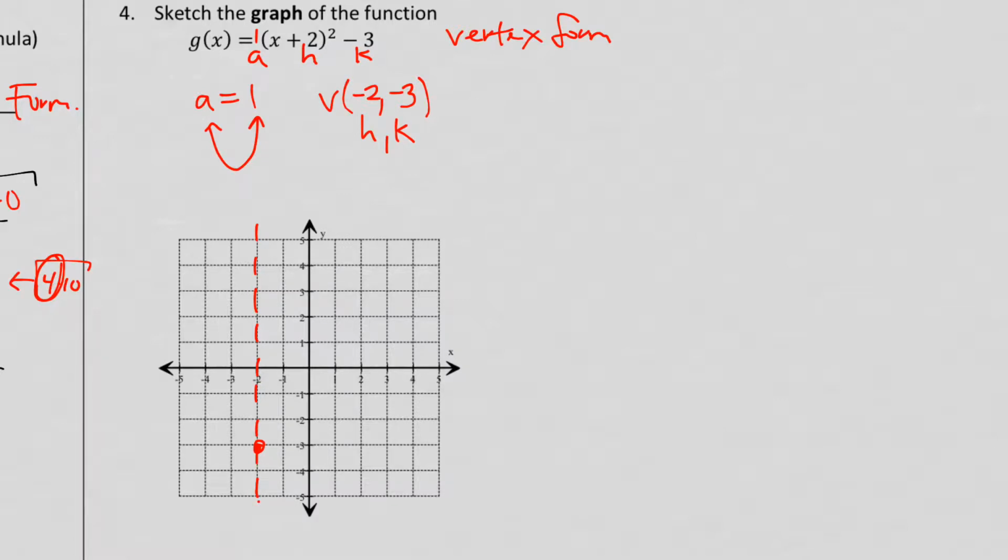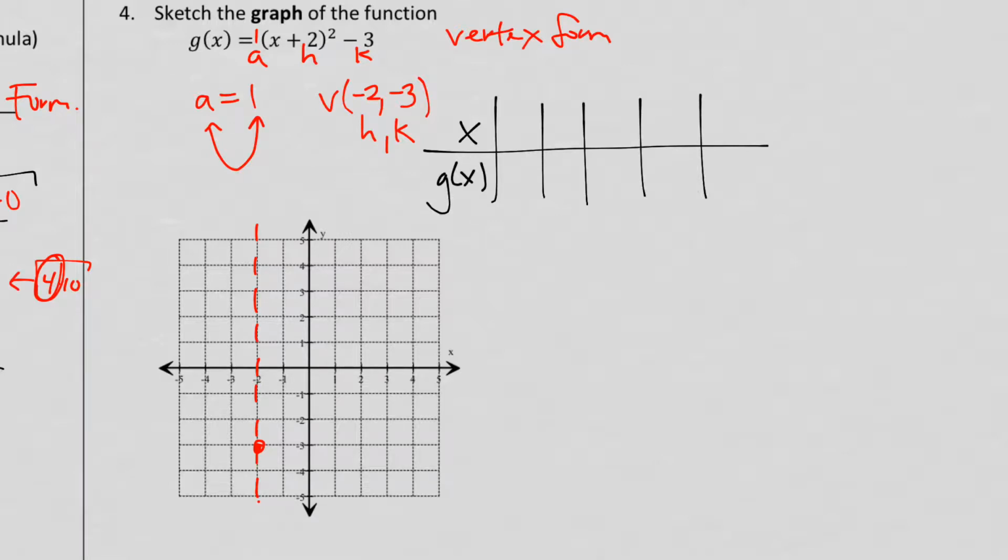And so now what we have to do is we have to identify 2 additional points that we can reflect to get a good clean graph. So for this we use a table. So in this table we have our input and our output. And we'll place the vertex here, negative 2, negative 3, in the center of our table. And then you get to decide if you want to find 2 additional points to the right of your vertex, so using negative 1 and 0, or to the left using negative 2 and negative 3.